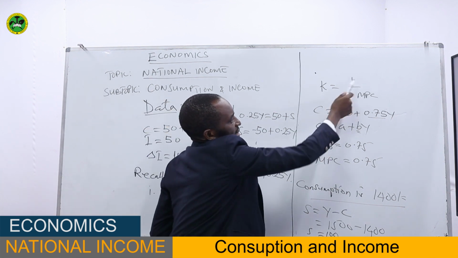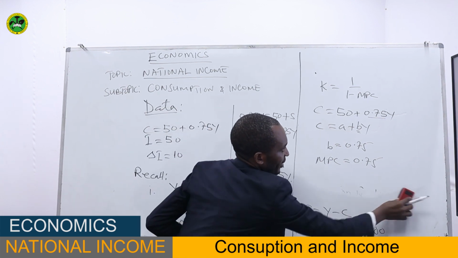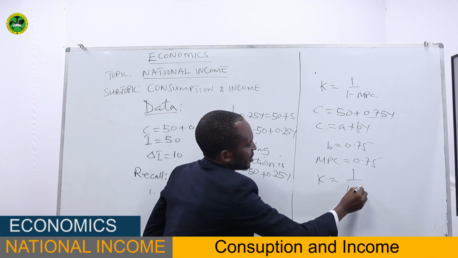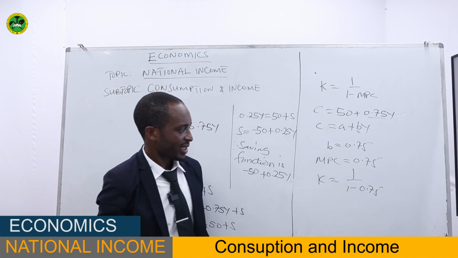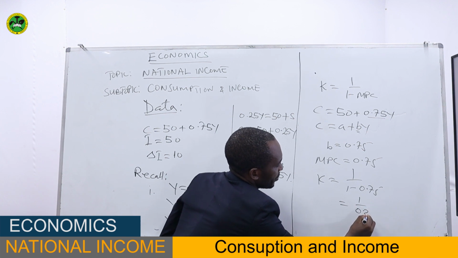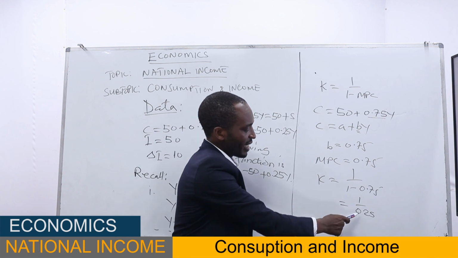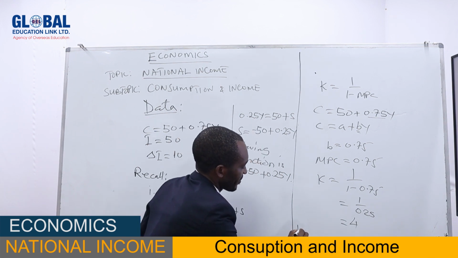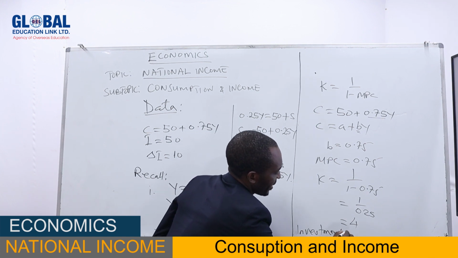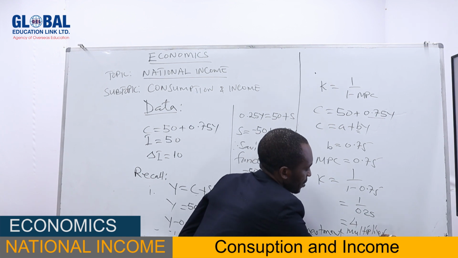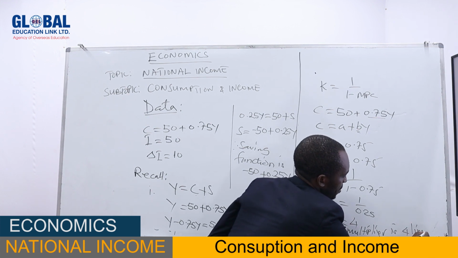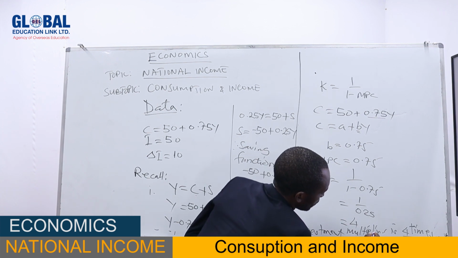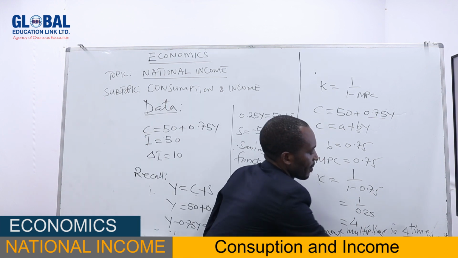Now you can substitute in this equation to get the multiplier. Then k will be equal to 1 over 1 minus 0.75. Now 1 minus 0.75, you get 0.25. So when you divide 1 by 0.25, the answer will be 4. So the investment multiplier is 4 times.